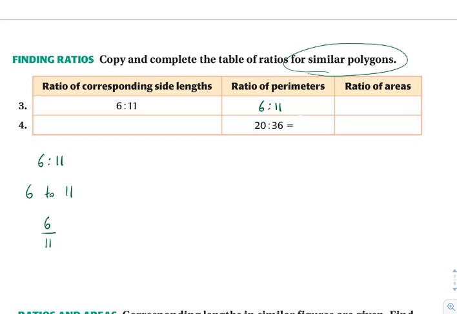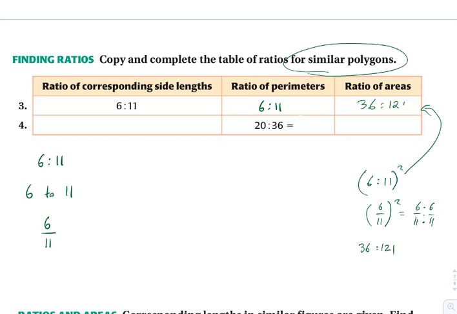But then the ratio of the areas, I'm just going to draw an arrow here, the ratio of the areas is the 6 to 11 squared. And now this is just like multiplying a fraction, 6 over 11 squared, which would be 6 over 11 times 6 over 11, or the 6 times 6 on top, 11 times 11 on bottom. So we get 36 to 121.